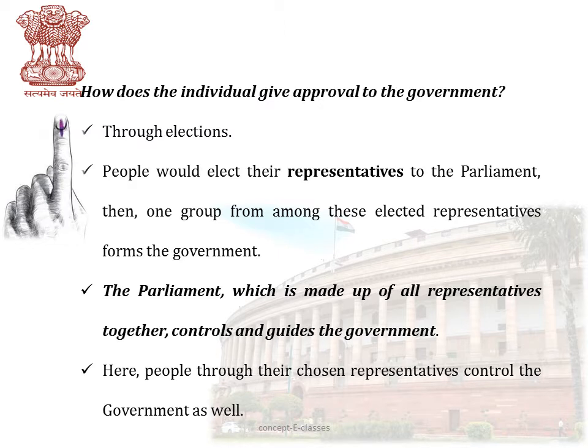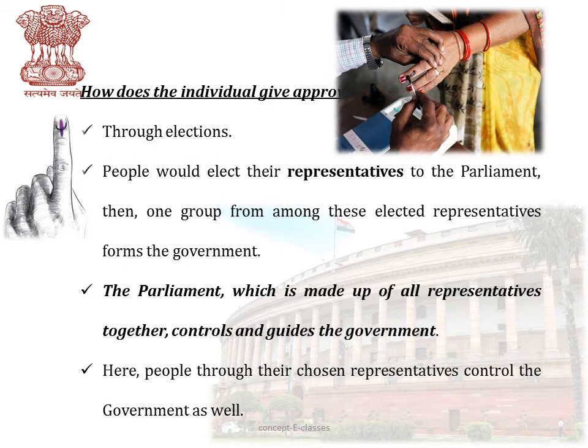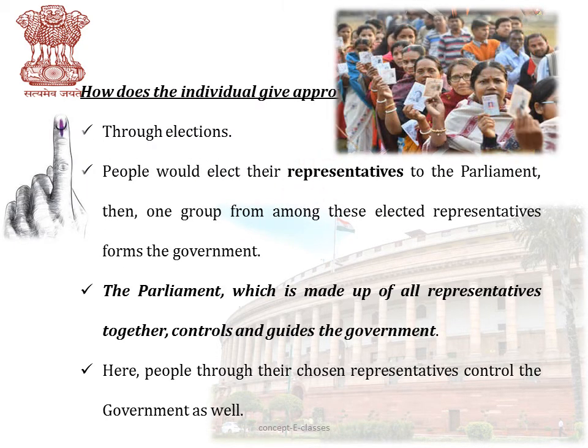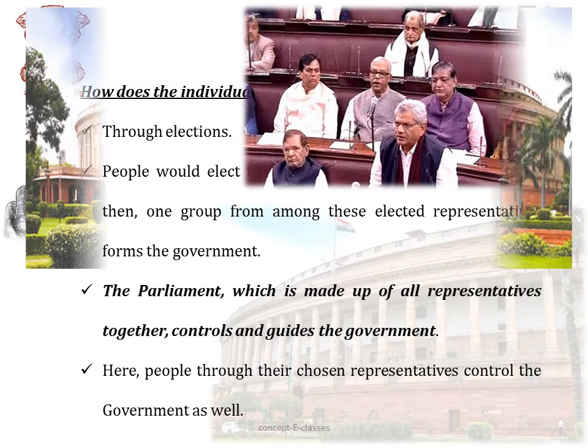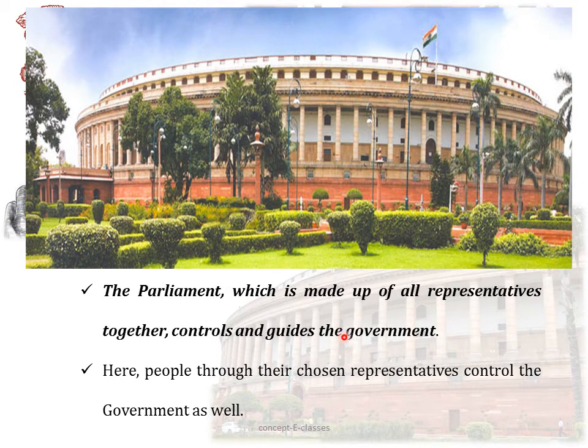So in the last slide, we saw why the people should decide about the government. Now, how do the people give approval to the government, or how do the people control or select the government? Through elections. That is, through the process of voting, people elect the representatives to the parliament. Then one group from these representatives forms the government. So the parliament, which is made up of all these elected representatives, together controls and guides the government. So in short, we can say that people, through their chosen representatives, control the government as well.